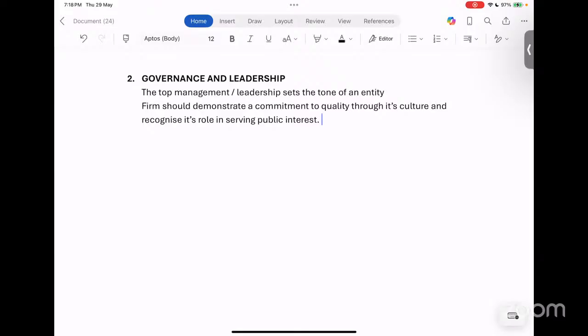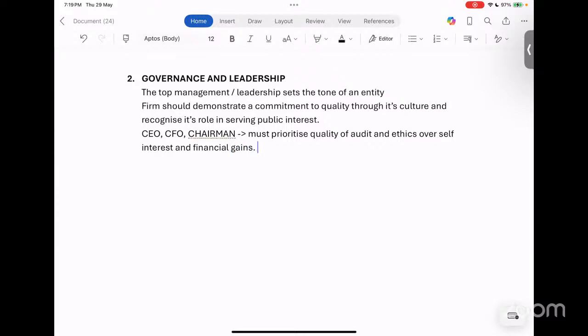Okay. Then the third thing within this, what else can we write? How can we have a tone at the top? We can say the CEO, the CFO, the chairman of the audit firm must prioritize quality of audit and ethics over self-interest and financial gains. Then only the whole firm will follow that, right?